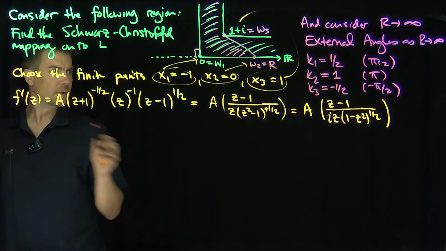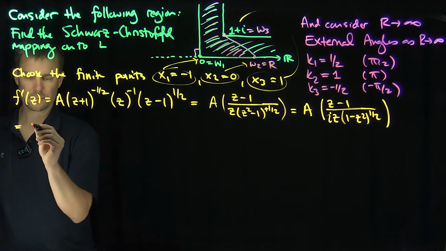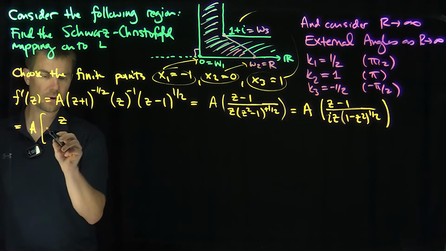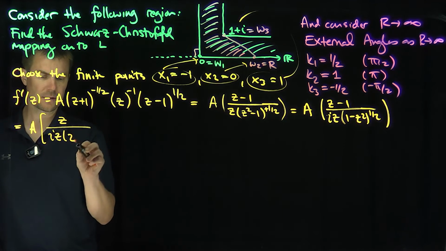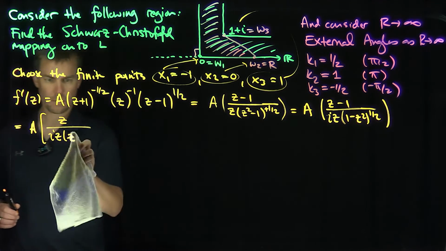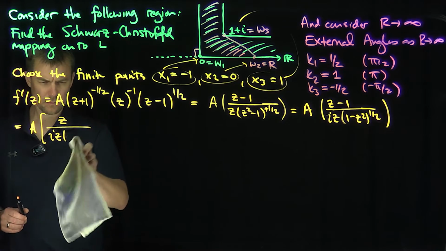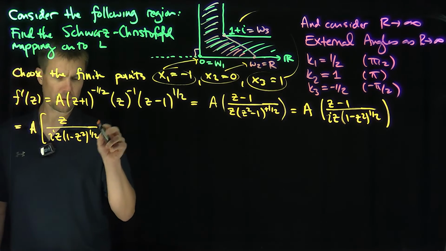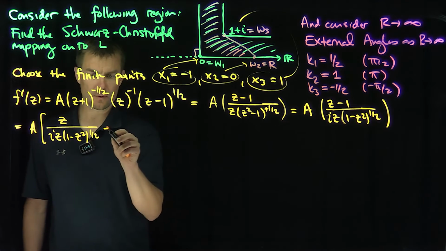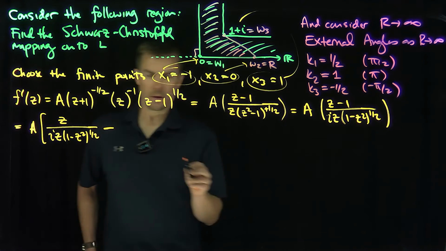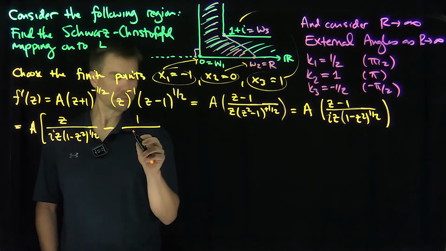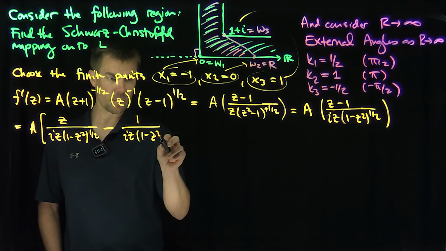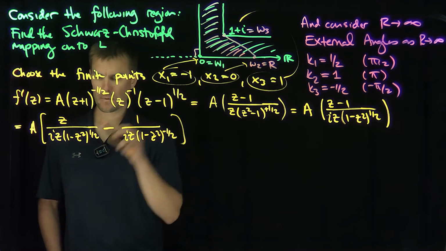I can write this as, so then this is going to be A, and then break it into two parts. z over i z, 1 minus z squared to the 1/2 power. And then minus, of course, minus 1 over i z, and then 1 minus z squared to the negative 1/2 power, right?